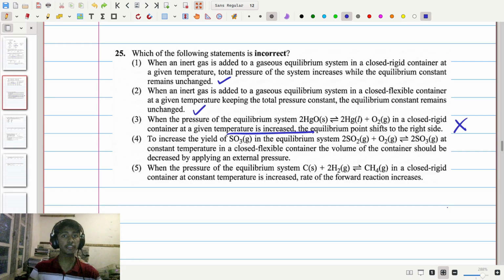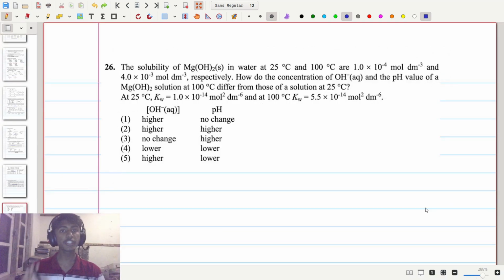Now since answer number 3 is the incorrect one, it also means automatically answer number 4 and answer number 5 are both true statements. And with that, we're done with question number 25. Now moving on to question number 26, this question actually has a mistake in it, and I'll be showing you the mistake as we go along.